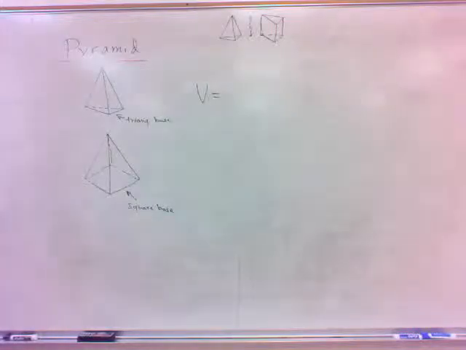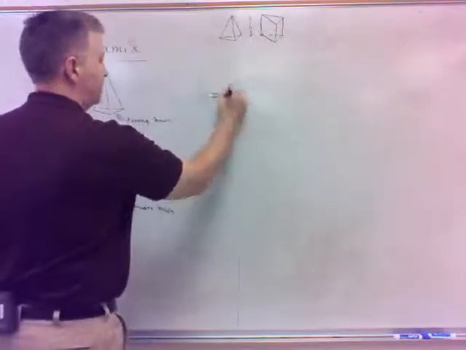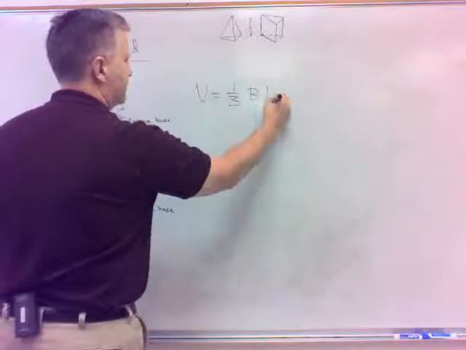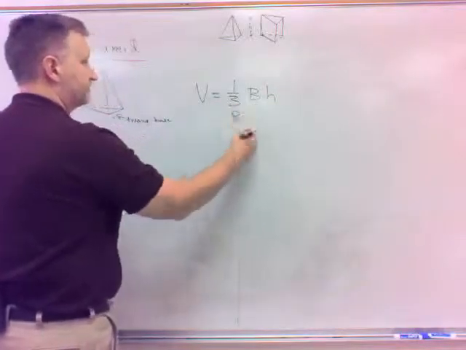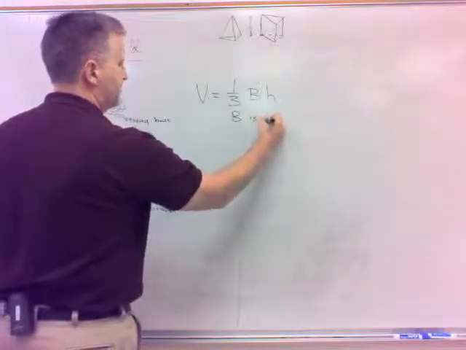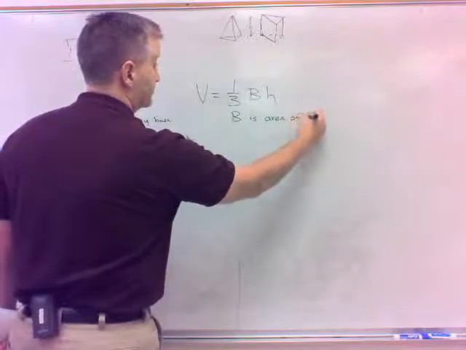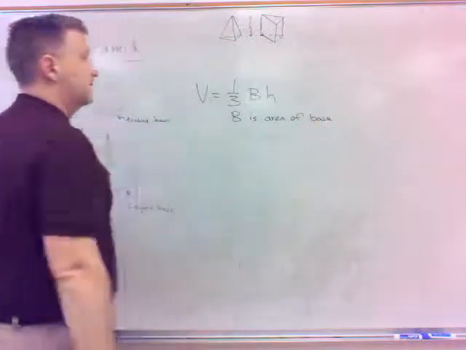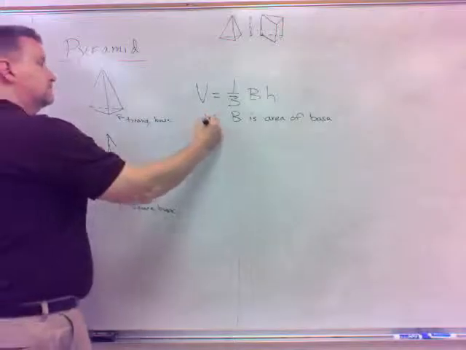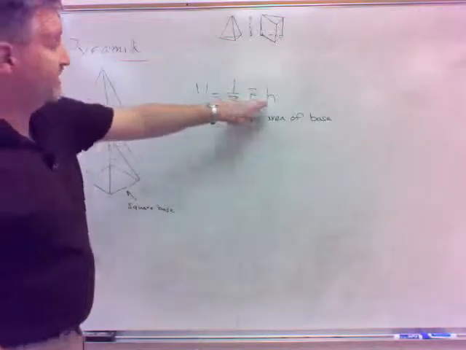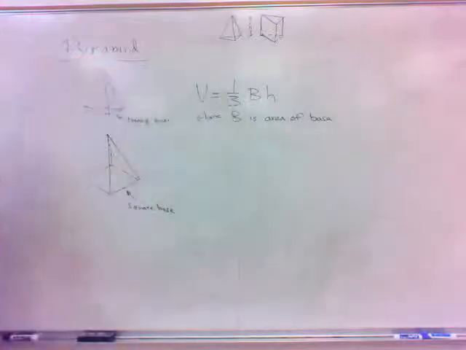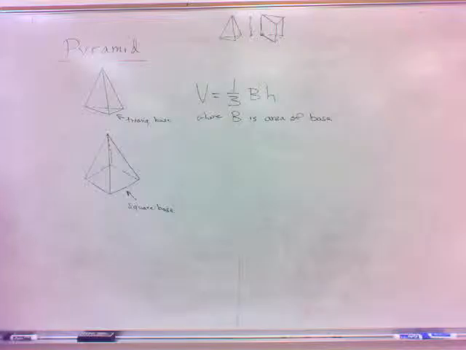Well, it's a lot like the cylinder and the cone. It takes 3 cones to fill the cylinder. It takes 3 pyramids to fill the prism. Turns out the volume of a pyramid is 1/3 big B times H, where B again is area of the base. The prism's B times H. Pyramid is 1/3 B times H. So we're going to do the same thing for the pyramid, except multiply it by 1/3 in front of it there. Okay?